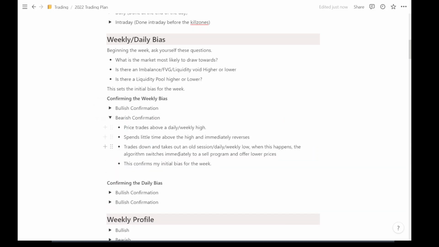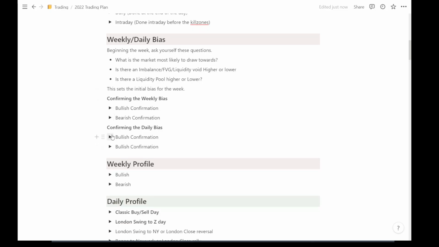So instead of a low, I'll be looking for price to trade above a daily, a weekly, or a session high and reverse immediately, an instant reversal. And then trade below an old low or a session low, a daily low, a weekly low. When this happens, this is what confirms my bias for that week.